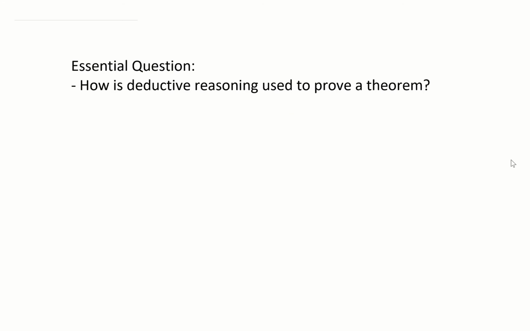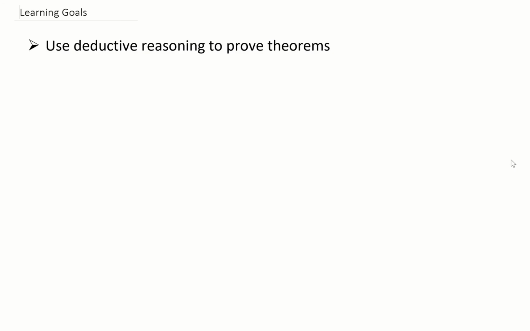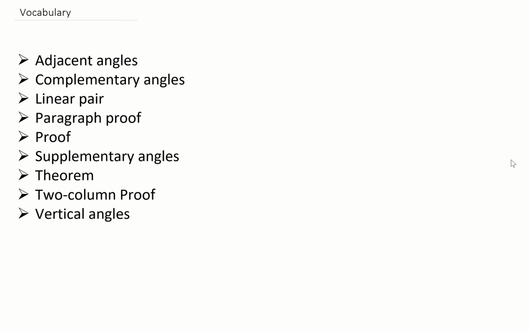And so we're going to be talking about how proofs work and deductive reasoning for proofs. So how is deductive reasoning used to prove a theorem? And using reasoning to prove these theorems. So again, this is going to be vocab heavy. There are going to be a lot of terms in this lesson, including postulates. So here we have various types of angles that we'll learn or review, types of proofs, what a proof is, and a theorem. Like I said, there's two types of proofs that we'll study.